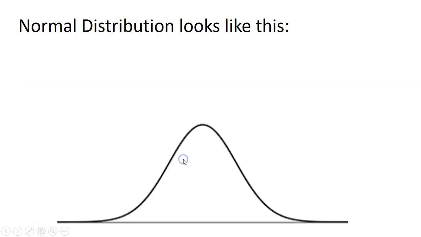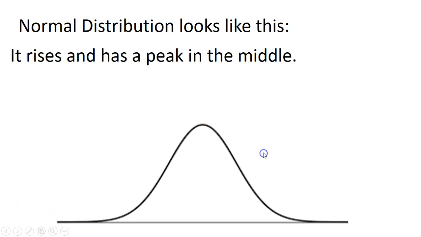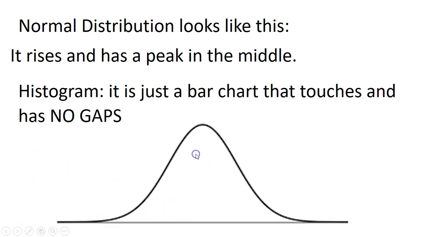A normal distribution looks like this. Huge idea for all of statistics right now: your normal curve, boys and girls. Eventually what you're going to realize is all graphs aren't normal, but if we can try to force them into being normal, then we can end up finding information about the data if it's not already normal. It rises and has a peak in the middle, right? Rises and has a peak in the middle.